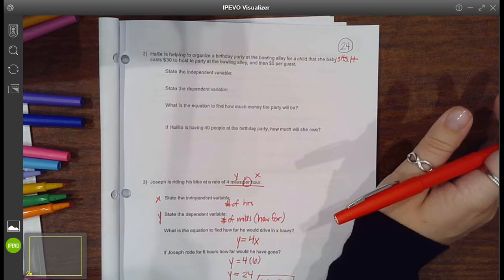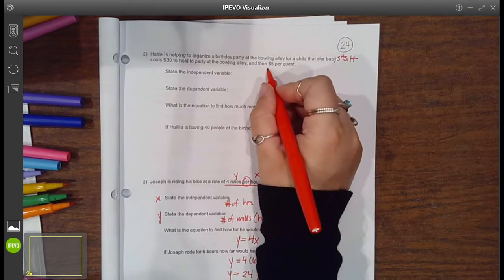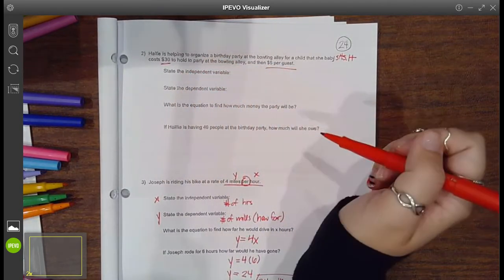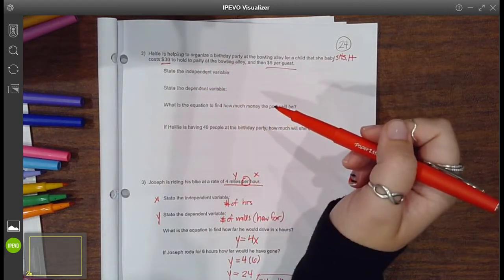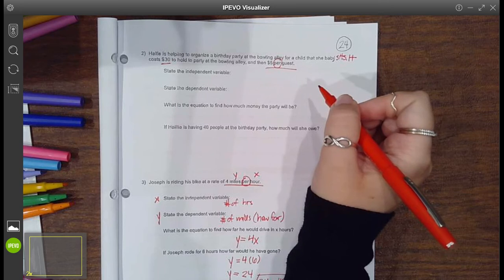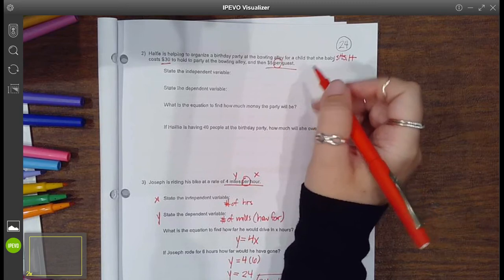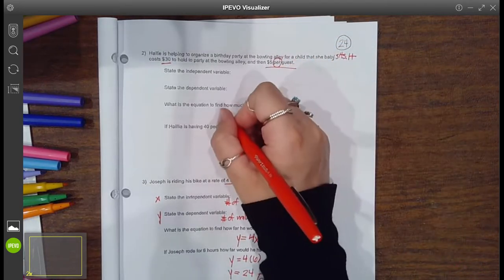Okay, I need to find my rate. And you're like, which one is it? Because I see $5 per guest, and I also see this $30 to hold the party. So what's my rate? Is it the 5 per guest, or is it the $30? Well, here's your word of per, each, or every. And then remember how I said that's your hint that's your rate? Whenever you see that word per, each, or every, usually that's going to be your rate. So this is the thing that's going to go in front of X.